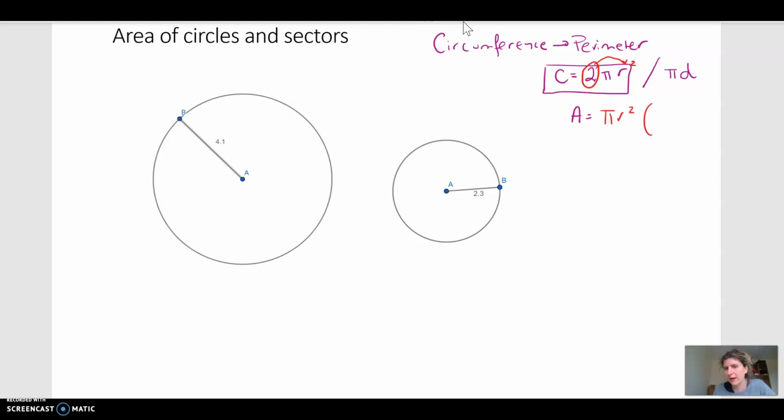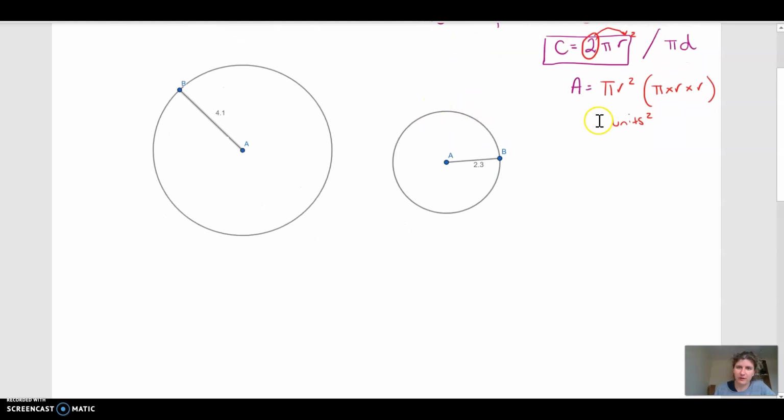You can also think about that, remembering that squared means times by itself. So that's pi times r times r again. You times by the radius twice, and that gives you the squared value. The other thing you need to remember is that your units for area are units squared. That might be centimeters squared, meters squared, or millimeters squared, whatever it is, but it's units squared.